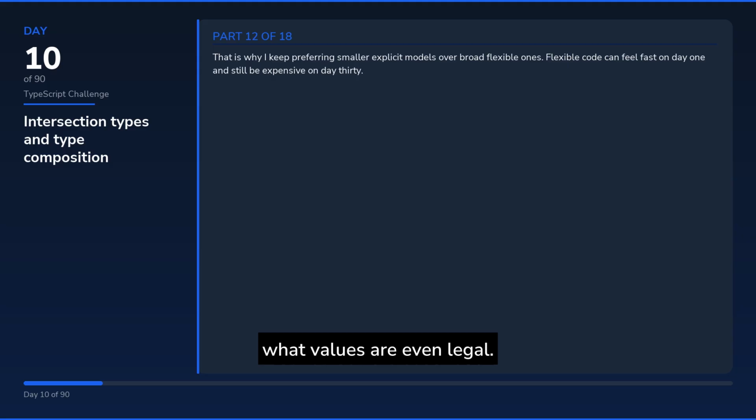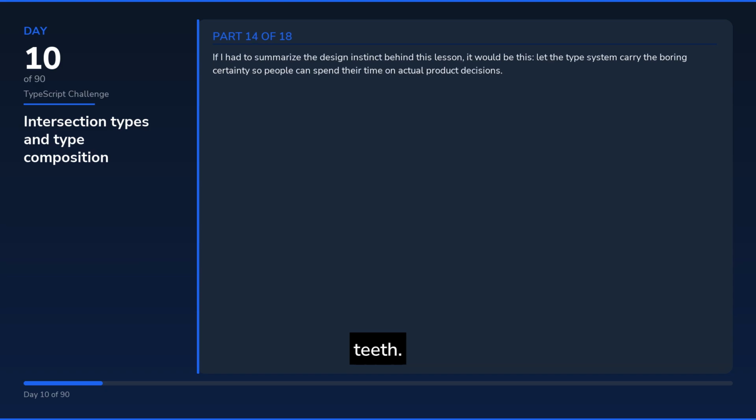That is why I keep preferring smaller explicit models over broad flexible ones. Flexible code can feel fast on day 1 and still be expensive on day 30. That is the point I want to keep across this track. The type system should reduce ambiguity before the feature grows teeth. If I had to summarize the design instinct behind this lesson, it would be this: let the type system carry the boring certainty so people can spend their time on actual product decisions.